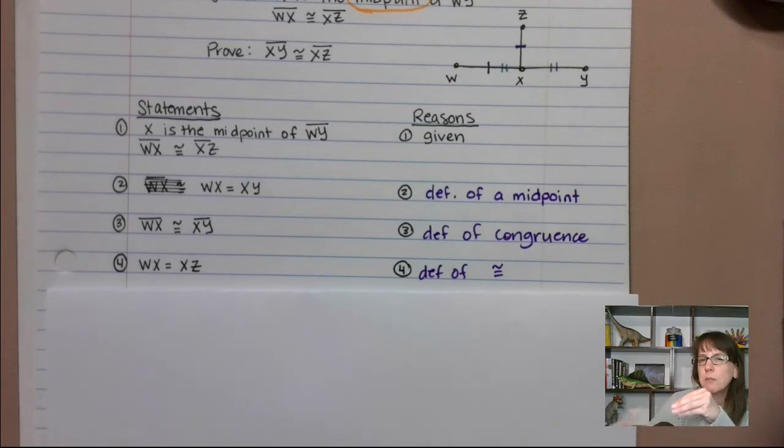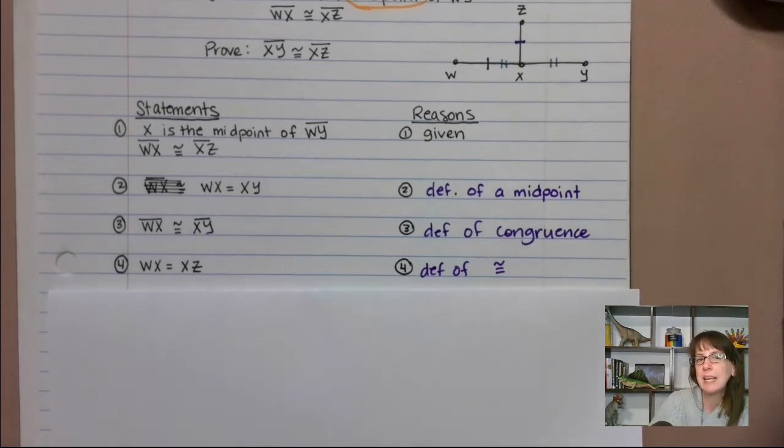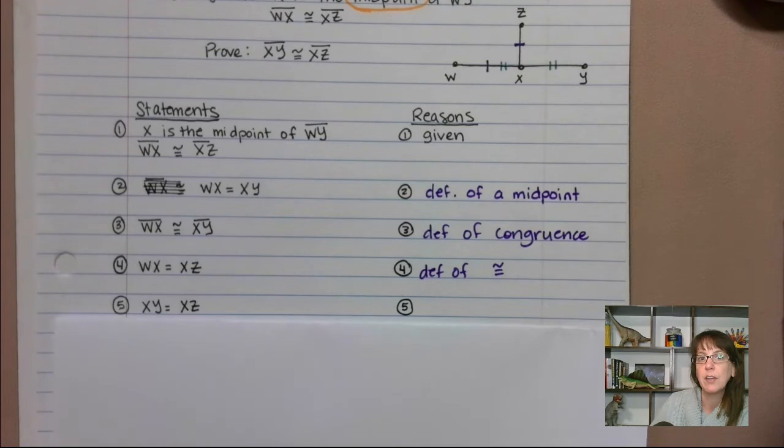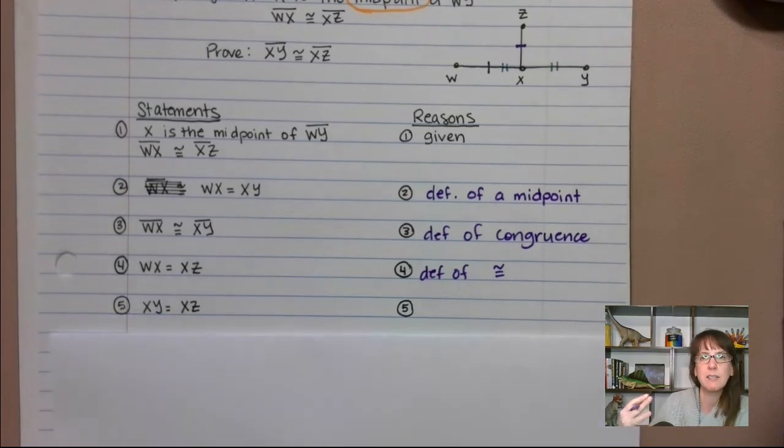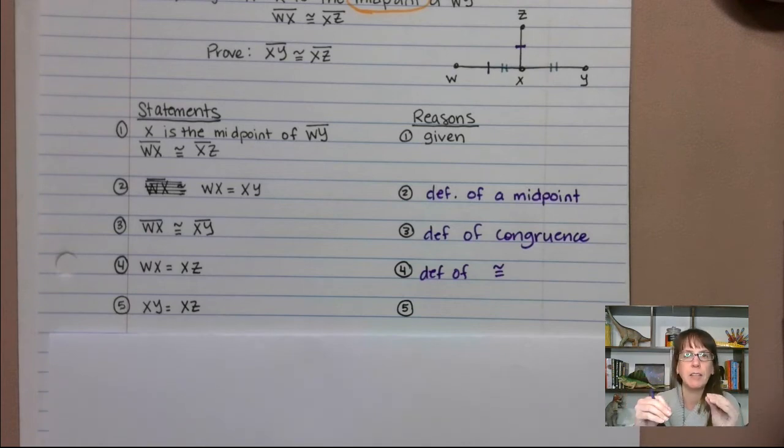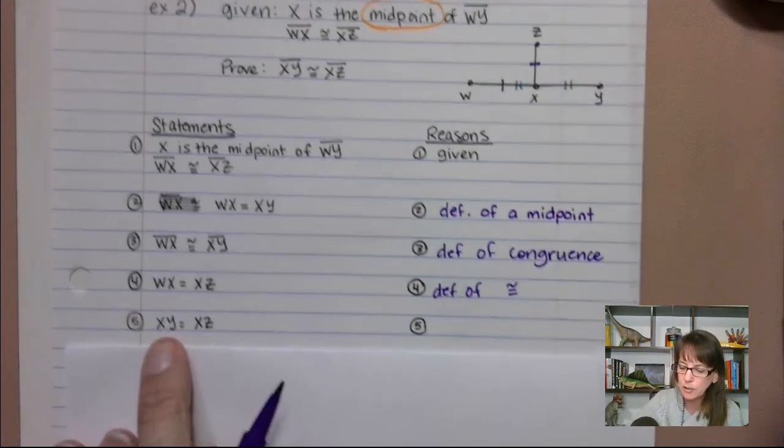Maybe segment addition postulate would work here, but I think we might be able to get away with doing some substitution or even transitive property. It's really kind of a fine line between the difference between substitution and transitive property. Like 80% of the time, it's probably transitive, even though it feels like substitution because this is a new thing for you. So let's take a look at this.